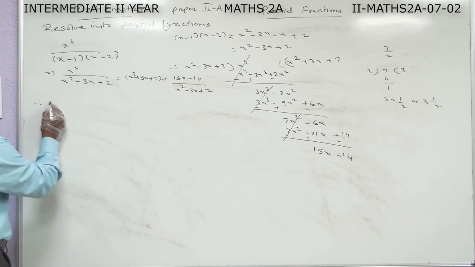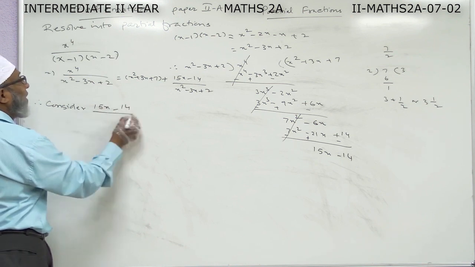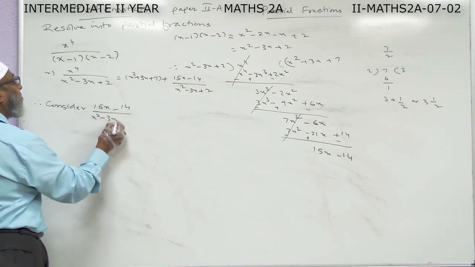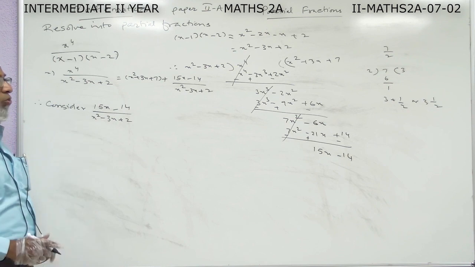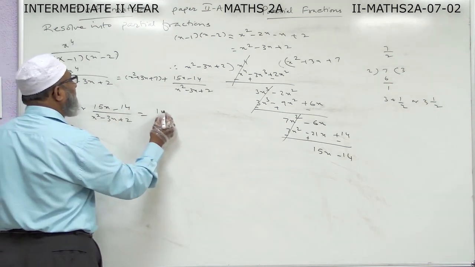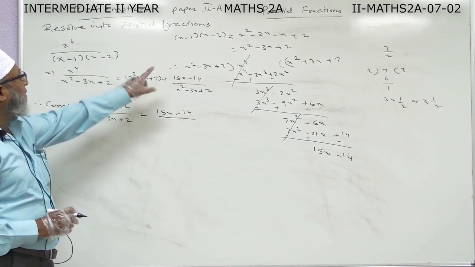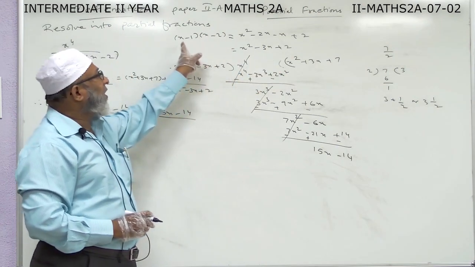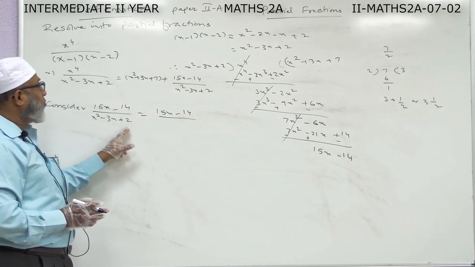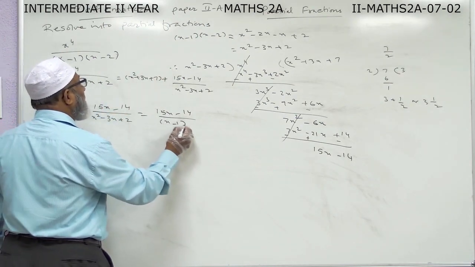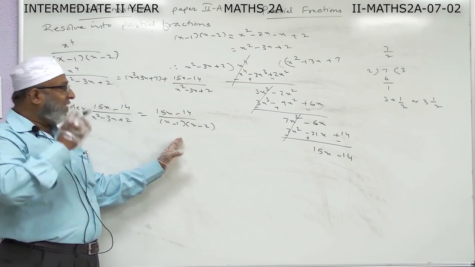Therefore, consider (15x minus 14) divided by (x square minus 3x plus 2). Now, I know that x square minus 3x plus 2 has factors x minus 1 and x minus 2. Therefore, I am replacing x square minus 3x plus 2 by (x minus 1) into (x minus 2). Now it has converted to our case number 1.